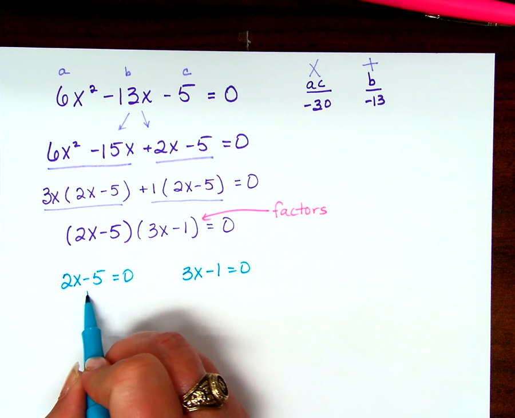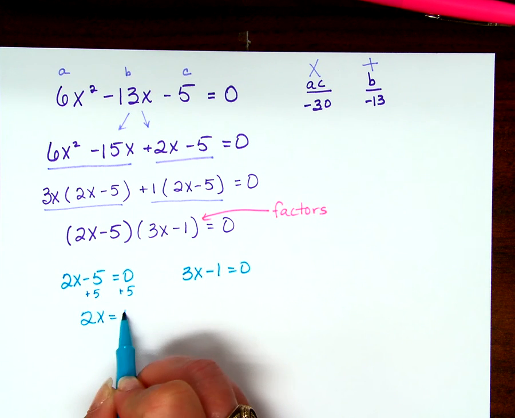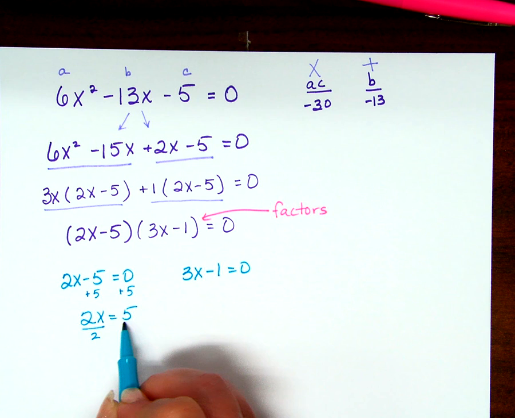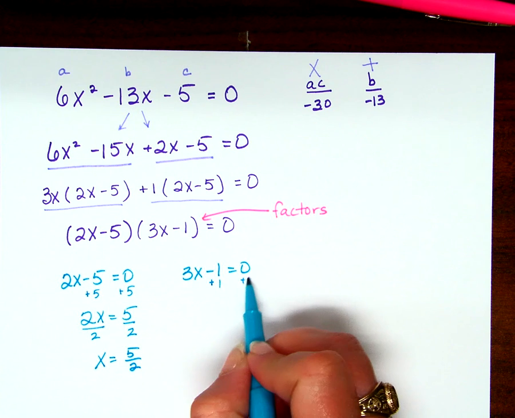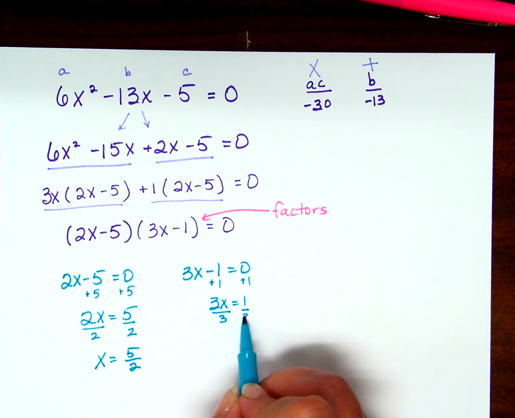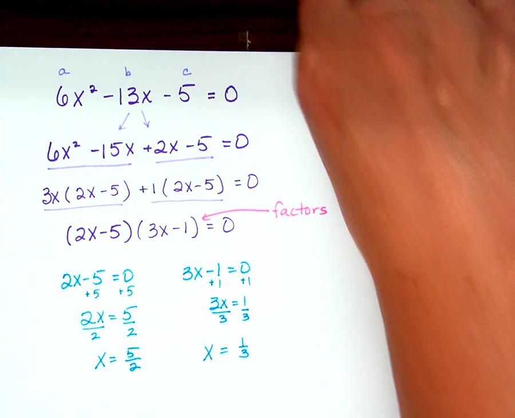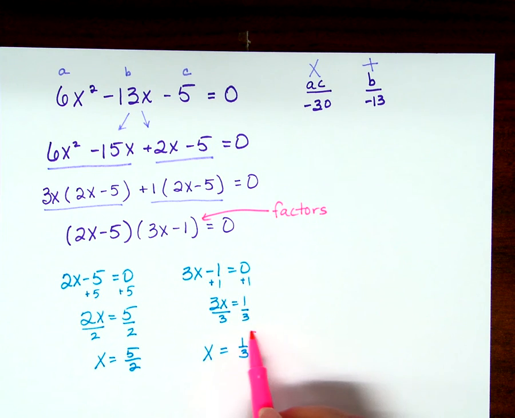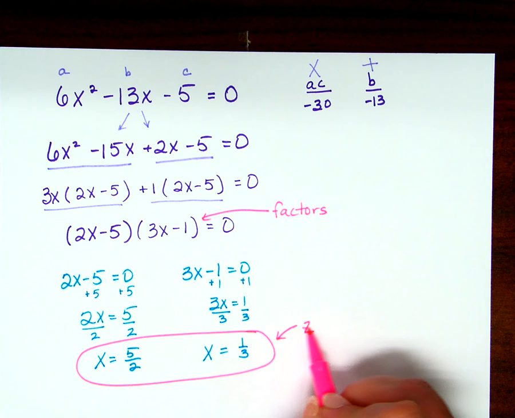So these are my two factors, so I'm going to set them equal to zero and solve them. Here I'm going to add 5 to both sides to get 2x equals 5 and divide both sides by 2, which gives me x equals 5 over 2. Here I'm going to add 1 to both sides to give me 3x equals 1. Divide both sides by 3 to give me x equals 1 third. These right here are called the zeros.